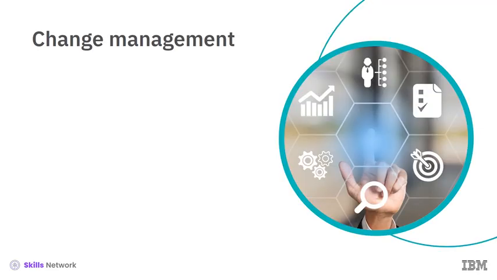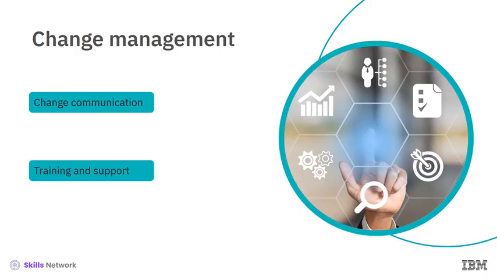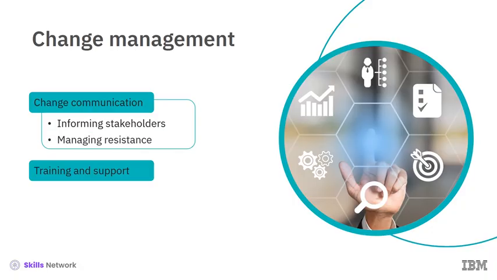The change management area includes steps related to change communication and training and support. Change communication involves communicating changes to stakeholders and ensuring they understand the impact on their roles and processes. This step also involves addressing resistance to change and helping stakeholders adapt to new processes and systems.